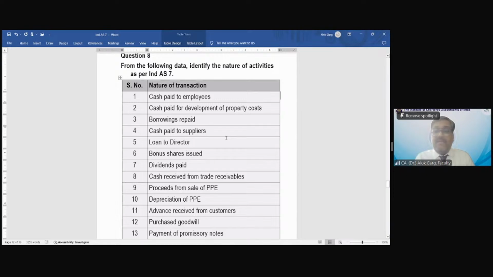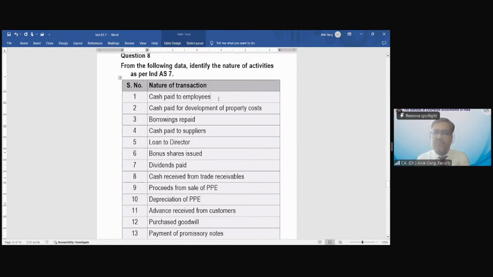Yes, operating activity is a revenue producing activity, the main activity of any business. Investing activity is an activity which is supporting the operation of the business, which is for the long-term assets, which is for the investment. Financing activity is an activity which relates to the capital structure, which is debt and equity, loans, borrowings, equity shares, right? So we need to identify these transactions into the different activities.